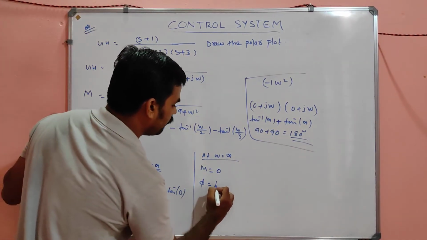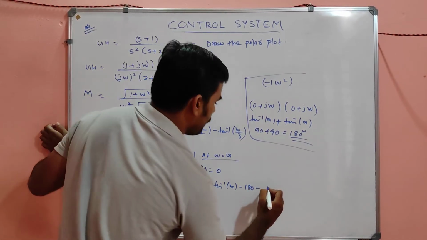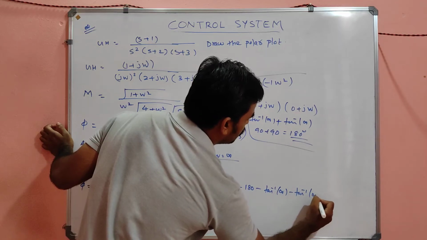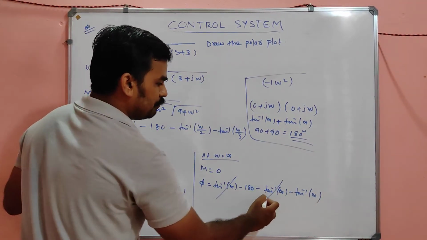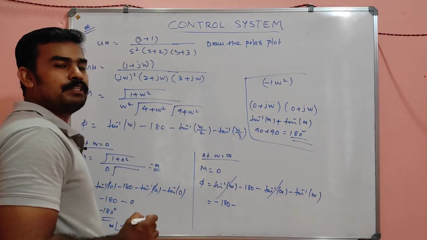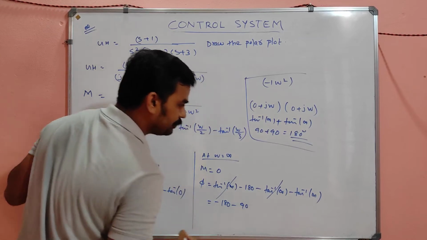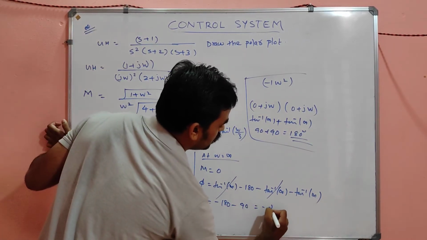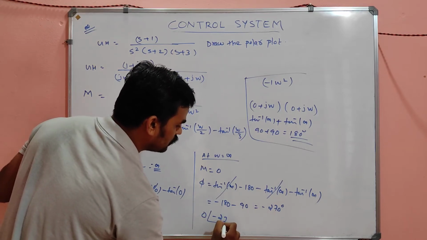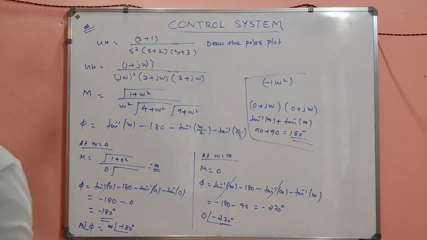Phi will be equal to what? Tan inverse infinity minus 180 minus tan inverse infinity minus tan inverse infinity. So one tan inverse of infinity and another tan inverse cancel, simply minus 180. What is tan inverse infinity? Sin 90 by cos 90, so 90. So it will become minus 270 degrees. So it can be written as 0 angle minus 270 degrees.